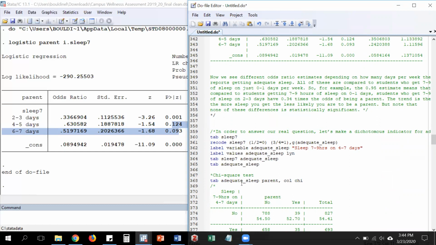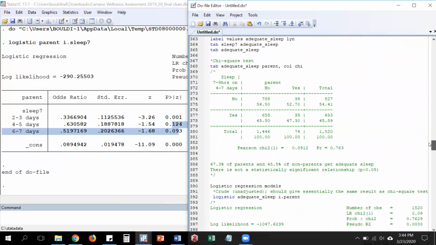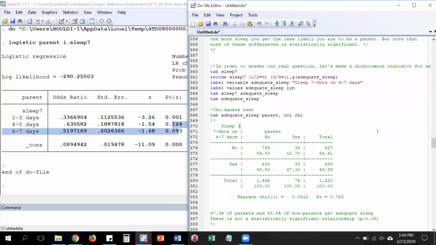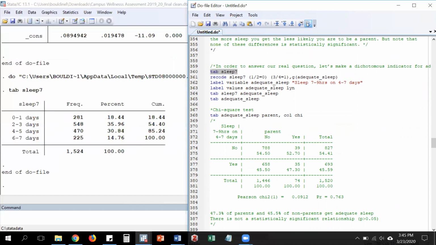Let's do the model that we really wanted to do in the beginning, which is to treat parent status as the exposure and sleep as the outcome. So in order to do that, we first need to turn sleep into a binary or dichotomous variable. And so that's what this section of code here is doing. So line 360 is just giving us the tab of sleep again, reminding us what those categories are.